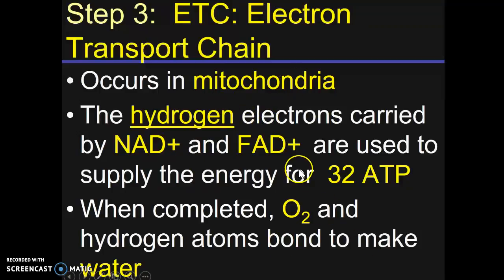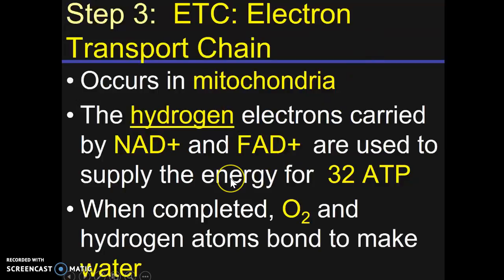Now, there's a really good picture of this in your book, but kind of what it's going to look like with the electrons: there are little chains, and they carry the electrons down. They start with a lot of high energy, and by the time they get down to the end of the transport chain, that's where they're making the ATP, and they kind of lose their energy by the end. So the big thing that's happening in here is that we're making a lot of ATP.